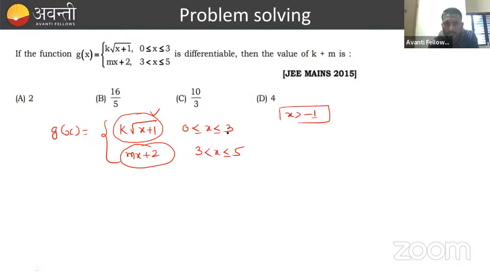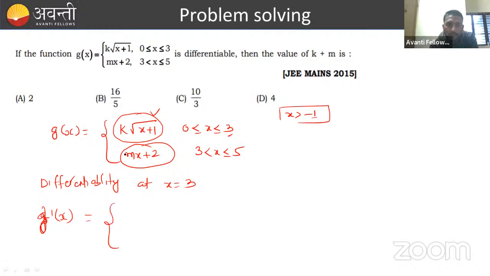But there is a chance that at 3 it is changing, so we need to check the differentiability at the x equals 3 point. What we need to do is find f dash x. I have told you either you can find LHD and RHD, but there is a simple thing you can do. Sorry, here it is g. So g dash x, if you do the derivative, you will get k, and for root x plus 1 it is 1 divided by 2 root x plus 1.